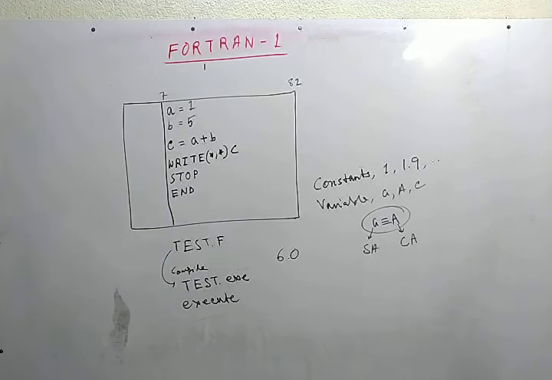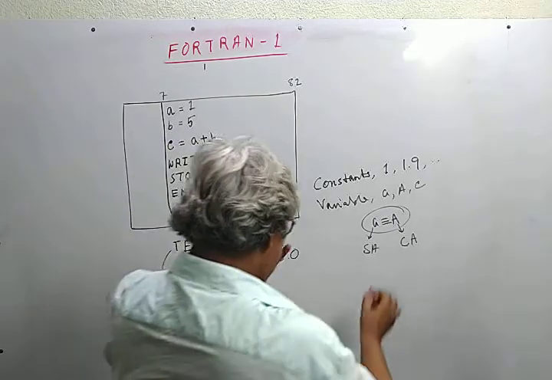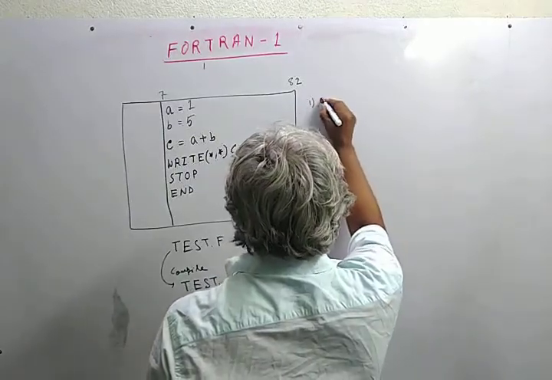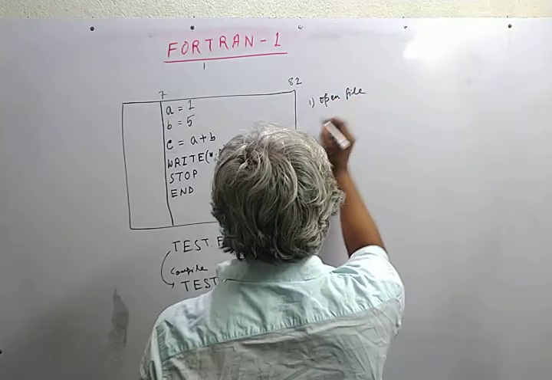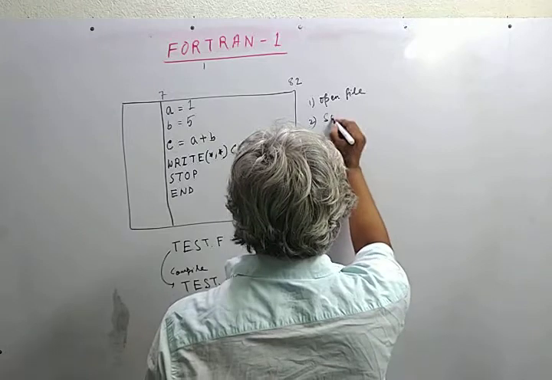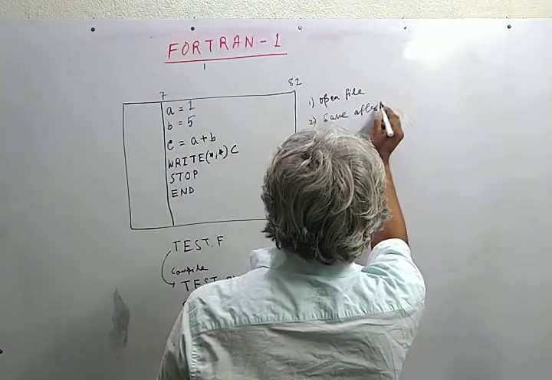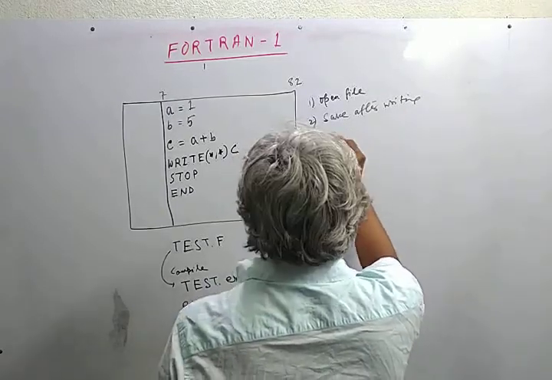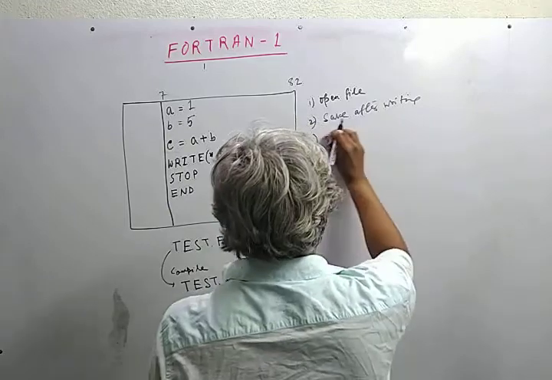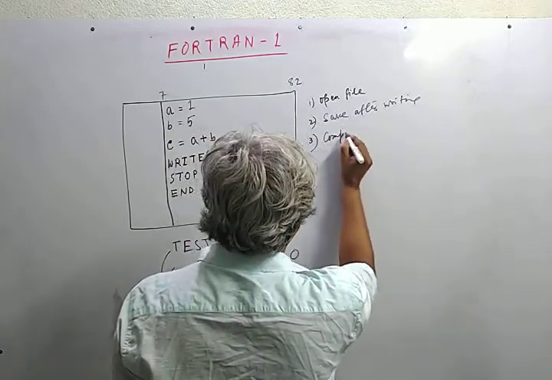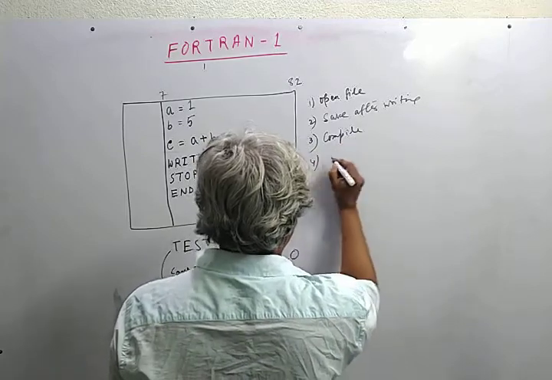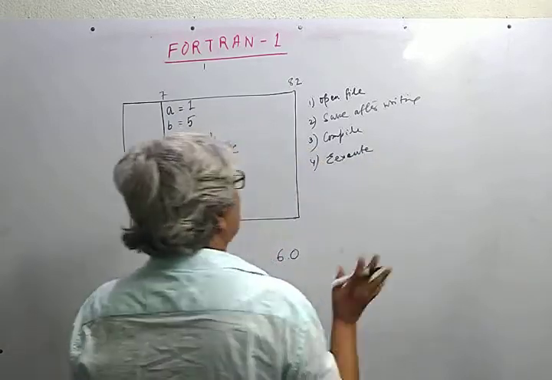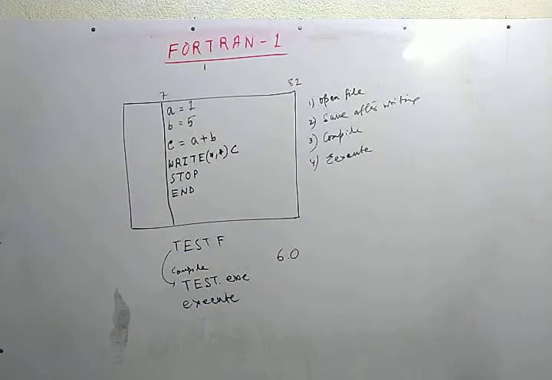This is the basic thing. So let me summarize. First, open file, then save after writing, then compile, then execute. These are the basic steps needed.